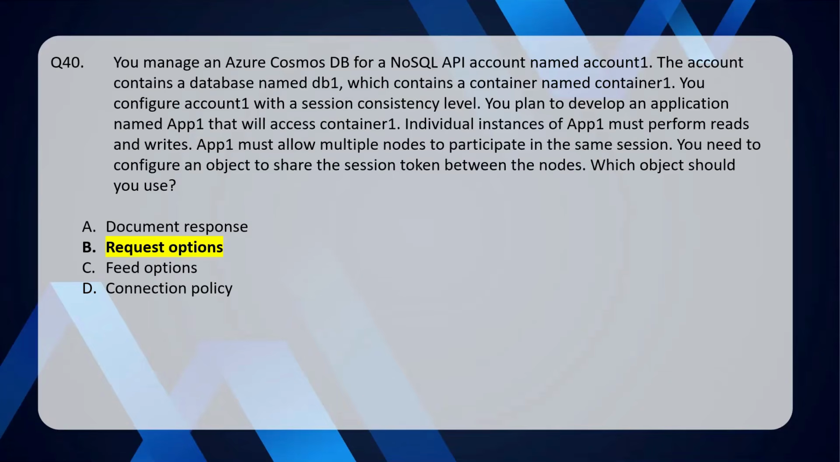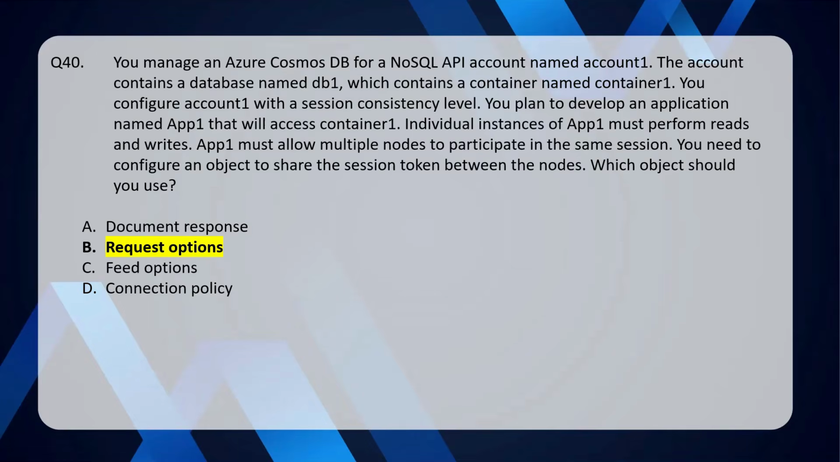Request options object allows you to specify options for individual requests, including the session token. By setting the session token in the request options, you can ensure that multiple nodes in your application share the same session token, thereby maintaining session consistency across those nodes.